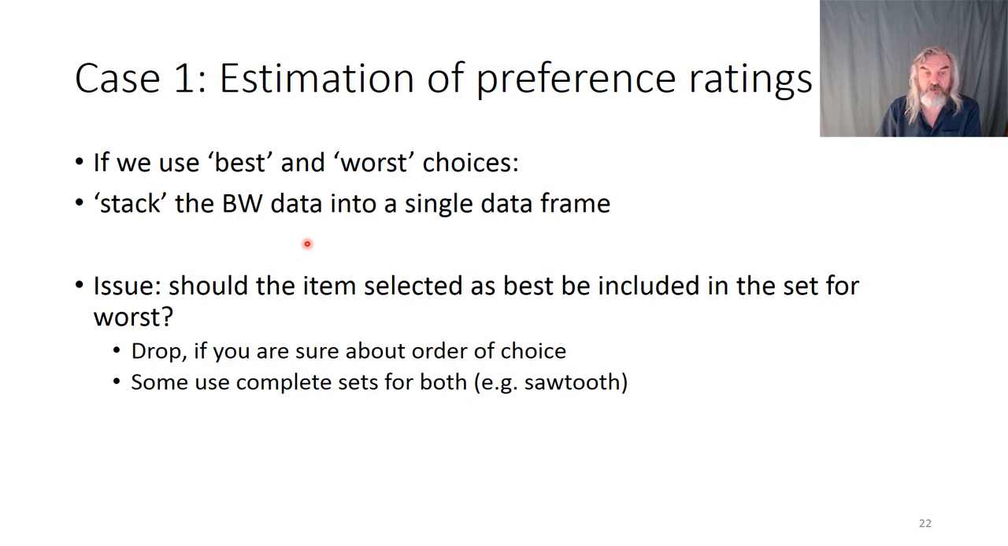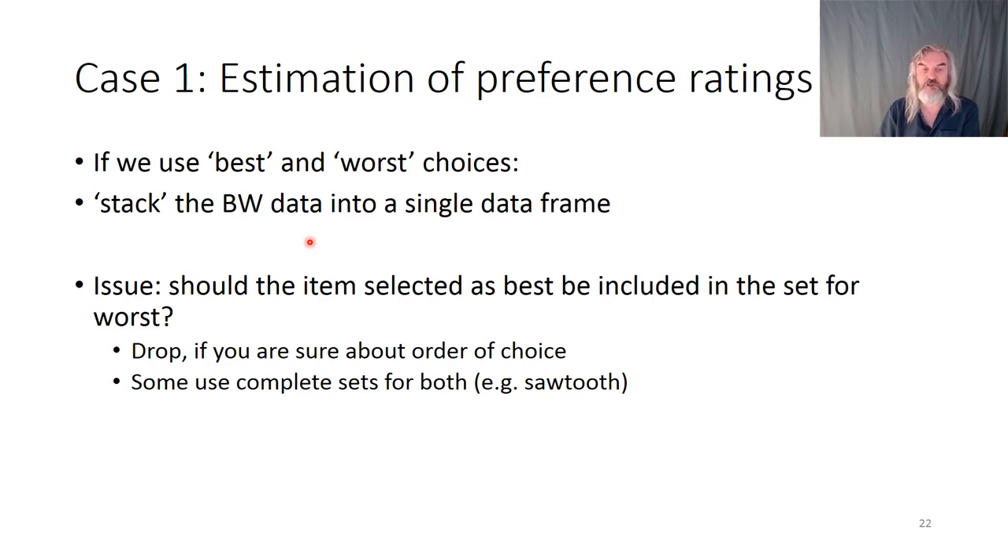So there's a question: should the item selected as best be included in the set for worst? Now, some computer software and designs are set up so that once you've chosen the item as best, which you have to do first, you're then re-shown the set but with that item deleted. That makes it absolutely clear that you're making the choice of best first, and then you're making a choice of worst out of the subset. So if you're absolutely sure that they're being forced to make that choice, then you can drop it out. The second set of choices comes from a smaller set. Drop if you're sure about the order of choice.